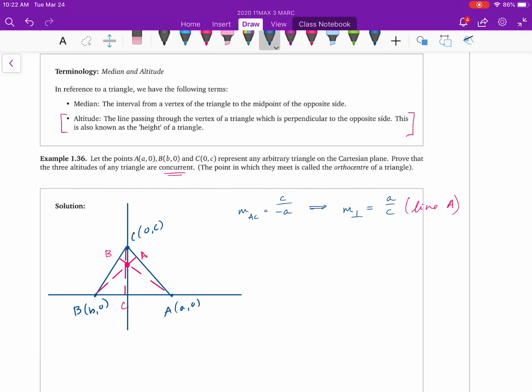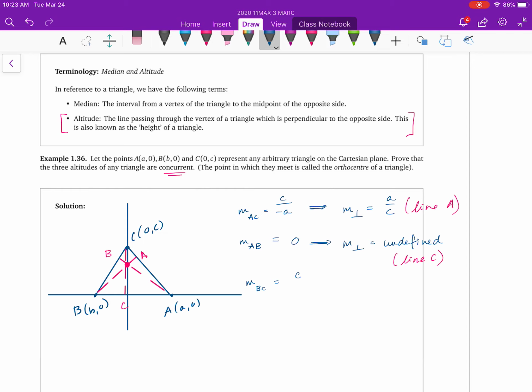All right, so I'm going to do the same thing for the gradient that connects point A to B. That one's fairly easy because we know it's a horizontal line, so therefore that gradient is going to be 0. The perpendicular gradient to that is going to be undefined. And that perpendicular gradient is going to correspond with the pink line that I've labeled line C.